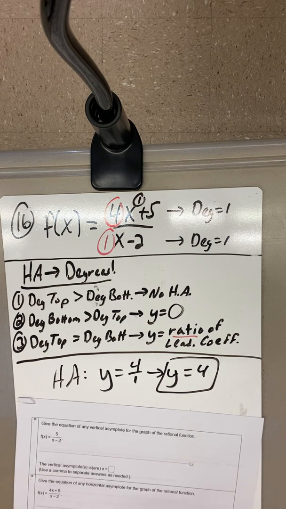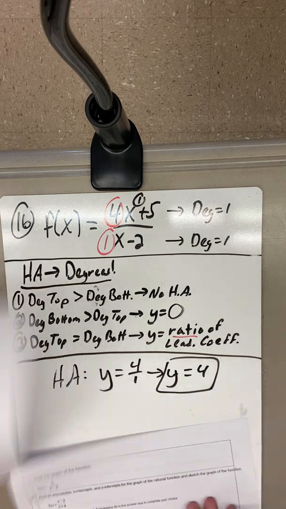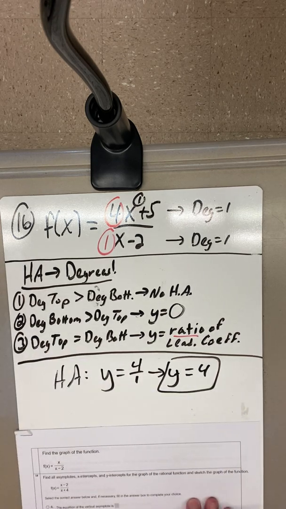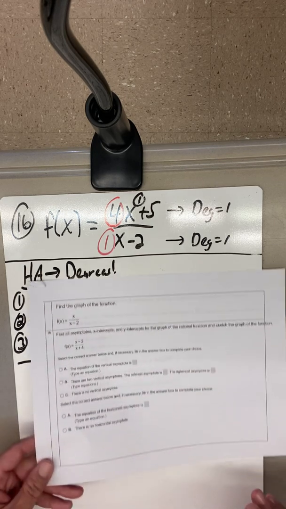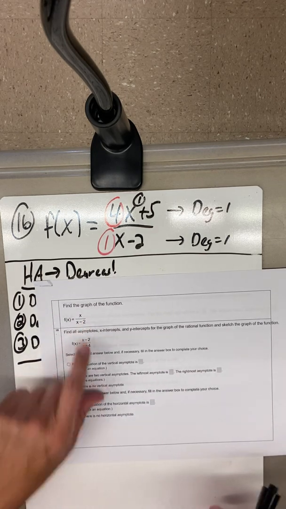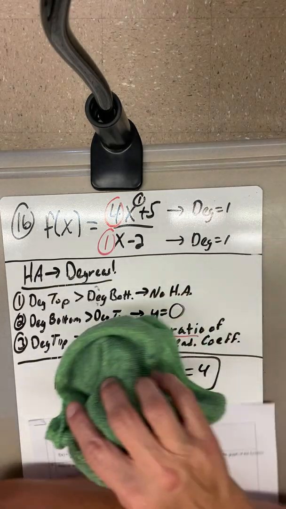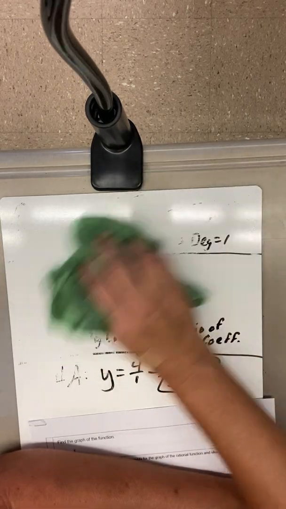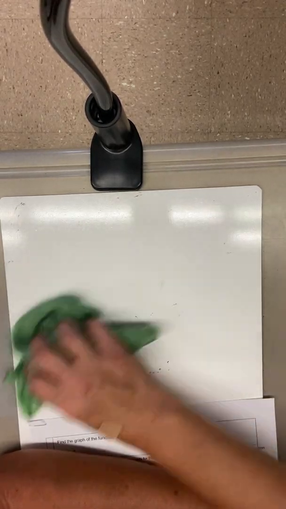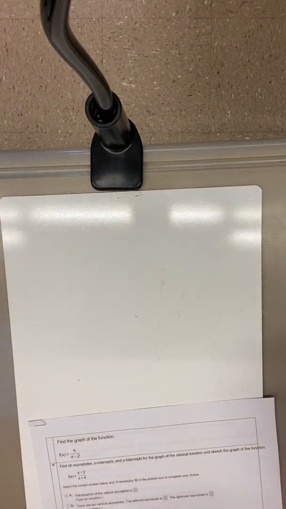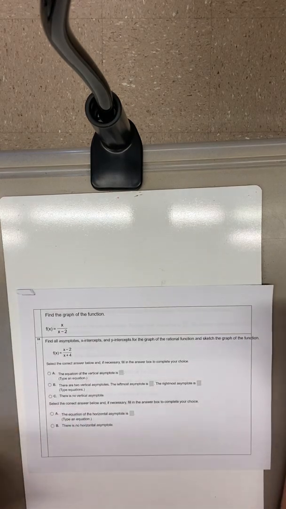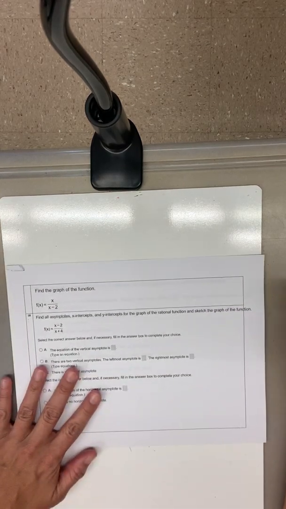Question 17. We're almost done, y'all. It just says find the graph. So 17 says find the graph of x over x minus 2. You're going to graph that in your calculator and match it. It's multiple choice, I'm pretty sure. Yeah, it is. Okay, 18. That means we have 2 more questions, but they are loaded.